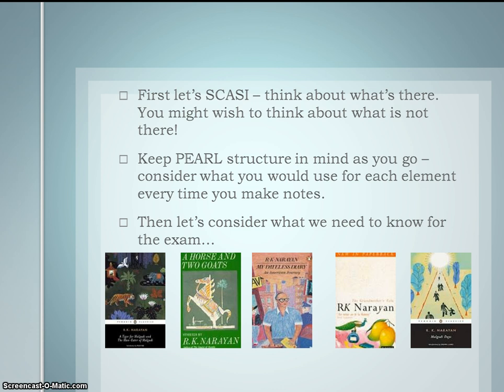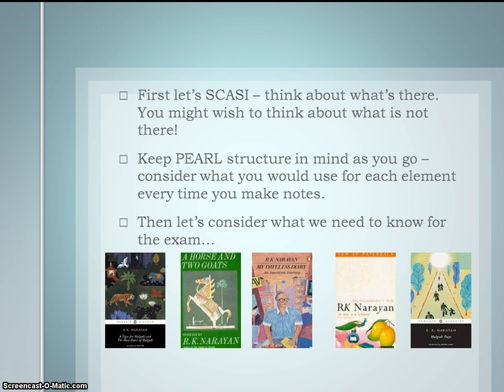So, the first thing we're going to do when we walk our way through this is look at SCAVI and think about what elements are there. But to extend your thinking and push yourself into that A and A star bracket, you also want to think about what's not there. So think about what the author's left out, and think about why those gaps have been created, what that does to the poem or to the play, or in this case to the short story. Think about PEARL structure as you go. As you pick up a point, think about what you would use for each element of PEARL as you make notes. If you make notes in this form, then it's going to be easy for you to remember what to do as you're planning to write an essay style answer.